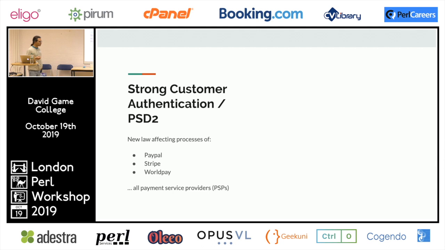And so it's good that the rules are changed. But that is affecting all these payment service providers. PayPal is probably the most famous one, but Stripe is the one I use. WorldPay has been around for a while.